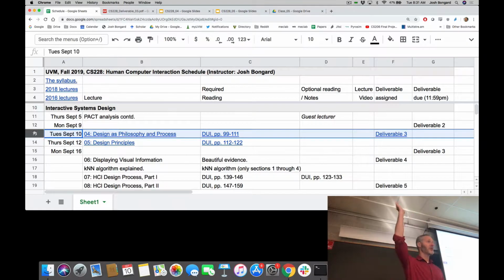How many people have finished deliverable 1? How many people have finished deliverable 2? Okay, I see almost all the hands up, so we're more or less on track. Again, there are very few of you remaining that are still struggling with installation issues. If you still are and you haven't come to see me, please do let me know where you are.